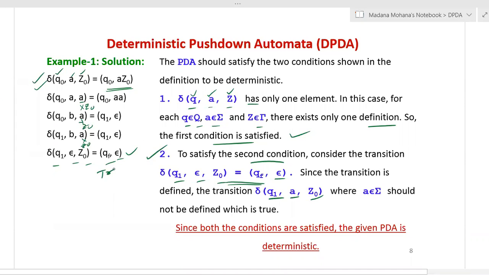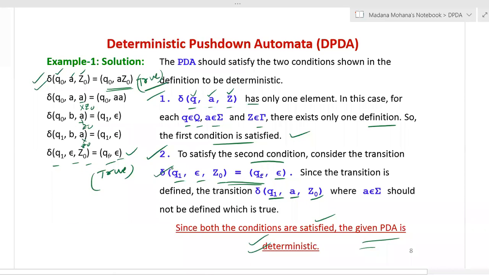Now this is true here. Now the first condition is true here. You only need to verify these two conditions; the remaining need not be verified. So both conditions are satisfied, and the given PDA is said to be deterministic. So you verify the first condition, then the empty condition. If both are satisfied, then you can say the PDA is a deterministic PDA.